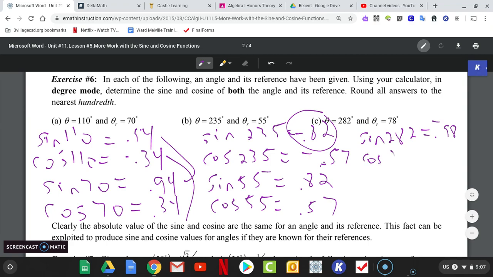The cosine of 282, I get 0.21. The sine of 78, though, is 0.98 because, once again, it's in the first quadrant. All right, so it's going to be positive, and the cosine of 78 is the same thing because it's positive. All right, so there we go.